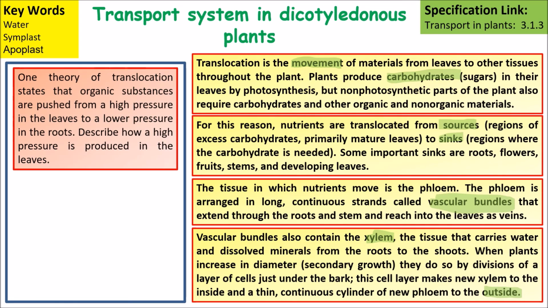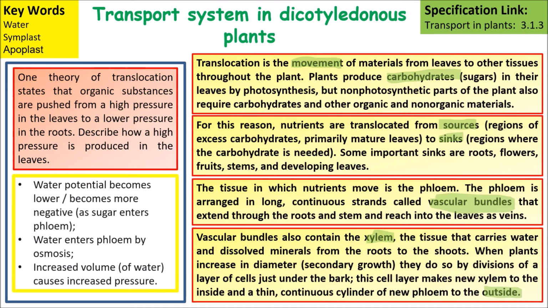One theory of translocation states that organic substances are pushed from a high pressure in the leaves to a low pressure in the roots. Describe how a high pressure is produced in the leaves. Some key things that you need to talk about is the fact that water potential becomes lower because more sugar enters the phloem. So water therefore enters the phloem by osmosis. This increased volume causes an increase in water pressure.